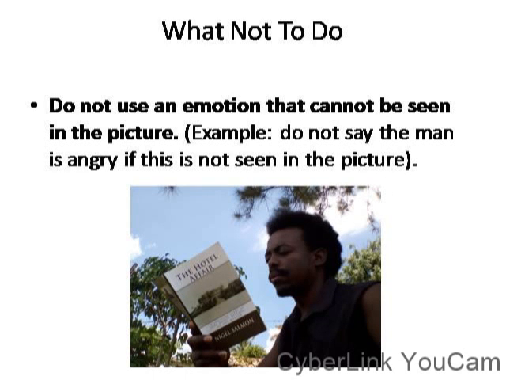And the last advice is, do not use an emotion that cannot be seen in the picture. Example, do not say that the man is angry if this is not seen in the picture. So you will only use emotions that can be identified in the picture. If you see the character looking angry, then you can write your story saying the character is angry and talk about anger. But do not use an emotion that cannot be seen in the picture.